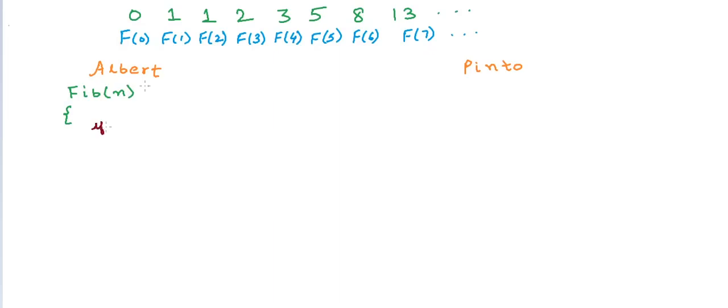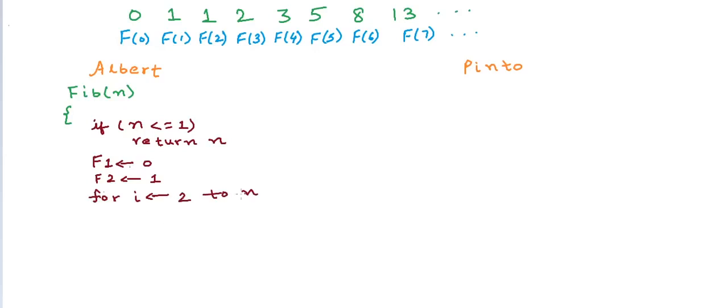and the program goes like this: if n is less than or equal to 1, return n, else we will initialize two variables, f1 to 0 and f2 to 1, and run a loop from 2 to n where I'll have a variable f that will calculate the sum of f1 and f2. f1 and f2 at any point in this loop will store the values of the previous two elements, and f at any stage in this loop will have the current element. Now we need to update f1 and f2, so f1 now will be f2 and f2 now will be f, and finally when we come out of this loop we can return f, and this gives us the pseudocode for Albert's implementation.